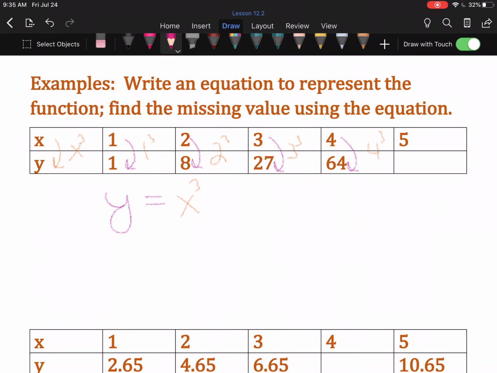Find the missing value. So what goes here? Well, to do that, we just need to do 5 times 5 times 5. That's going to be 25 times 5. That means the missing value is 125.